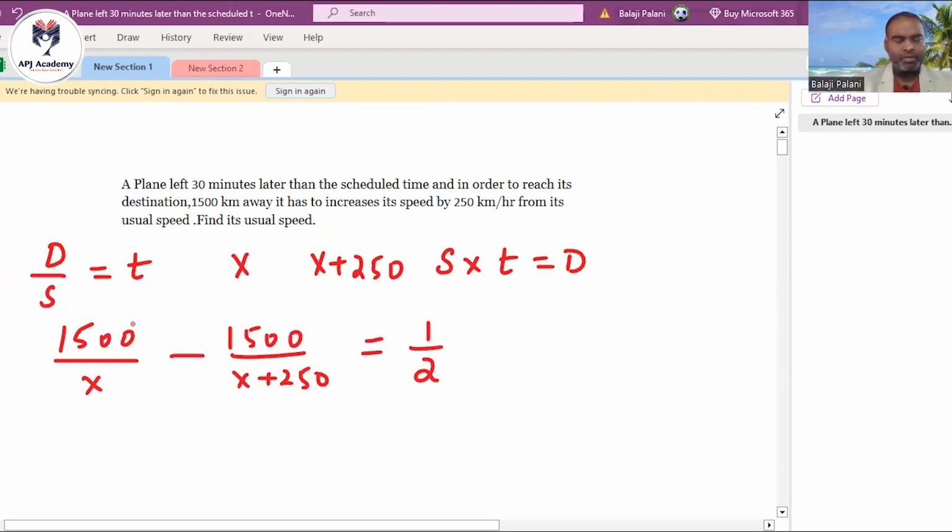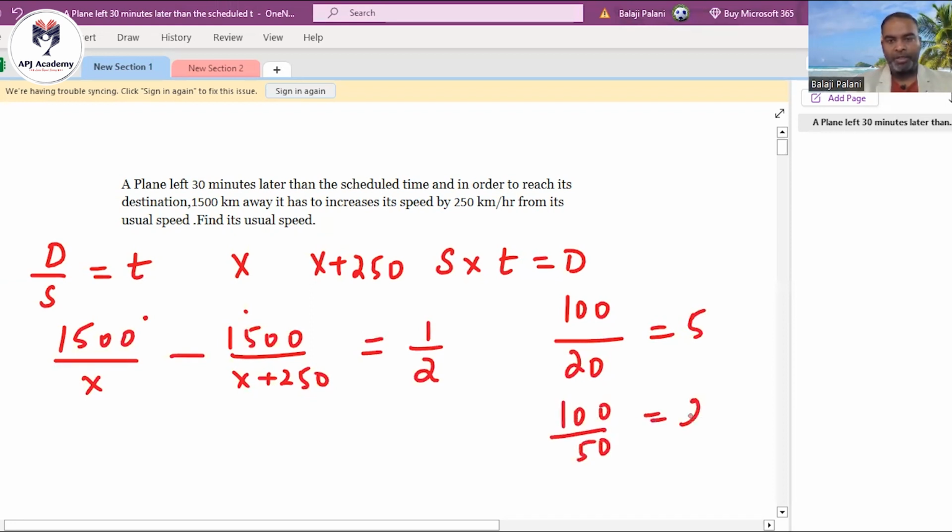And இதுல வந்து ஒரு basic confusion எல்லாருக்குமே இருக்கும். Which one has to come first? 1500 by x இல்லனா x plus 250. Let's take a small example. I have 100 as a number in the numerator and 20 in the denominator. So the result is going to be 5. இப்போ 100 by 50 பண்ணீங்கன்னா என்ன வரும்? The answer will be 2. So you have to understand, the denominator is smaller, the answer for the fraction is going to be bigger. Denominator is bigger, the answer will be less.